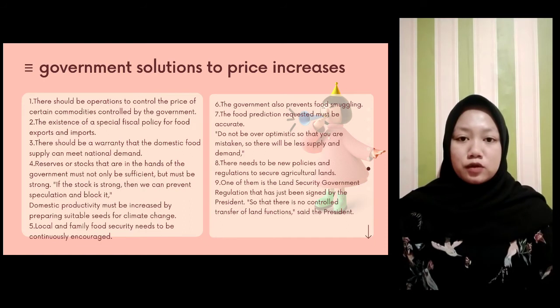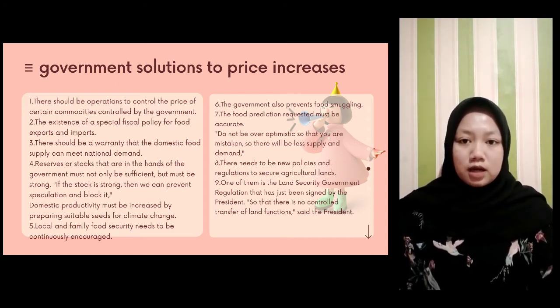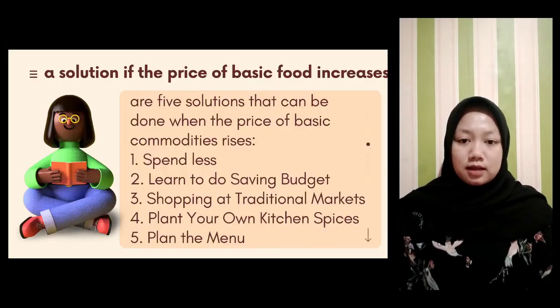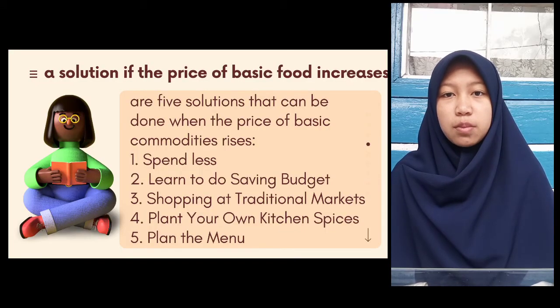There needs to be new policy and regulation to surge a longitudinal lens. One of them is the land security government regulation that has just been signed by the president, so that there is no uncontrolled transfer of land possessions, said the president.